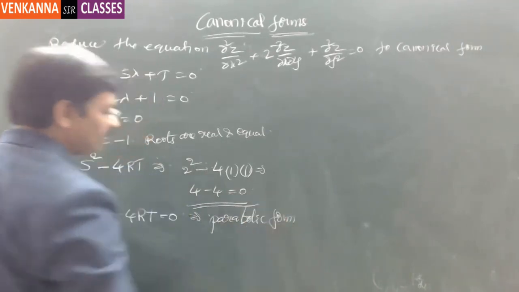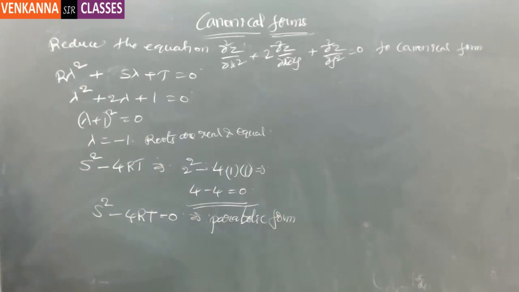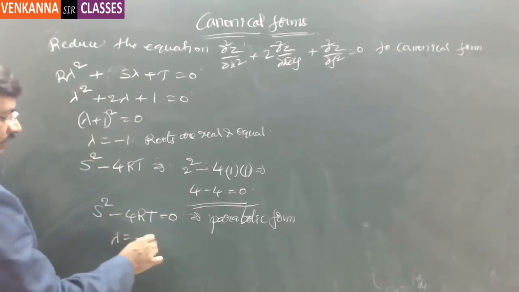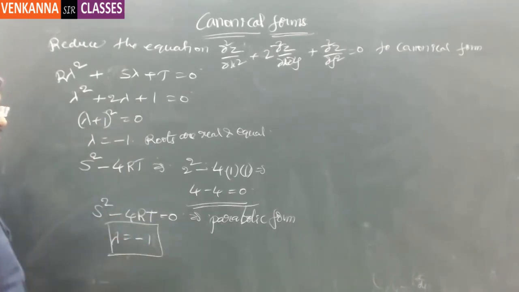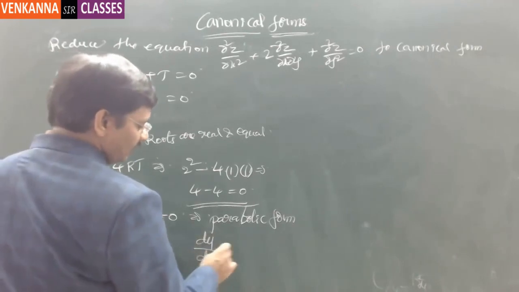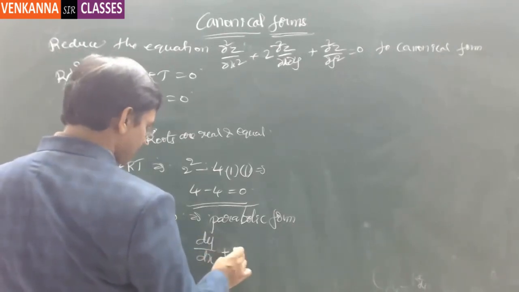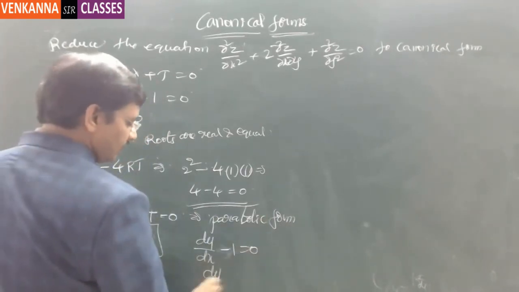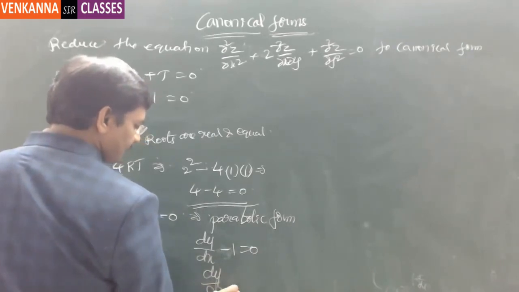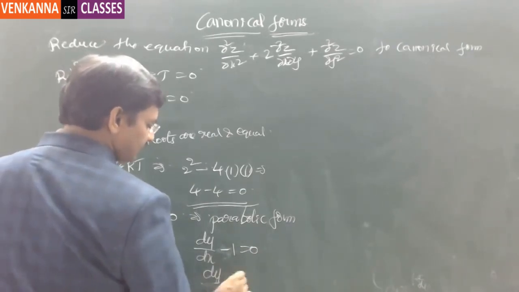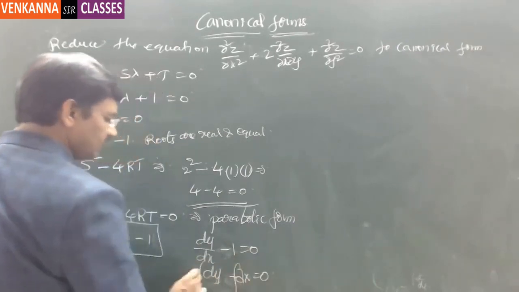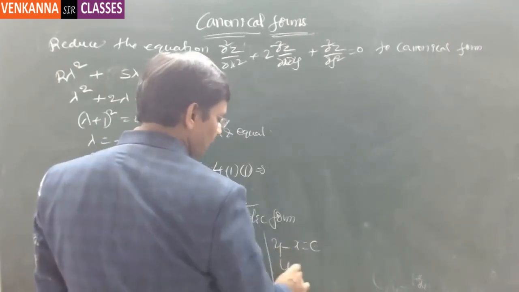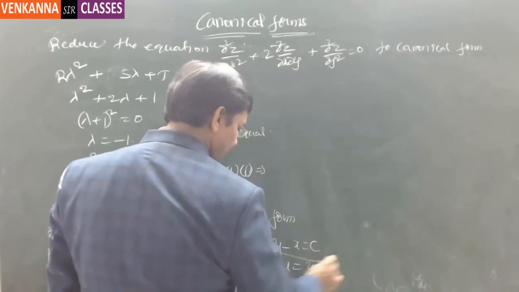So for any kind of parabolic form, you will be getting only one characteristic. That characteristic is this one. If you try to solve it, lambda equal to minus 1. So if lambda equal to minus 1, the differential equation we can write is dy by dx plus minus 1 equal to 0. Now if you solve this equation, dy minus dx equal to 0. Now if you integrate these two, then y minus x equal to constant, or u can be treated as y minus x.